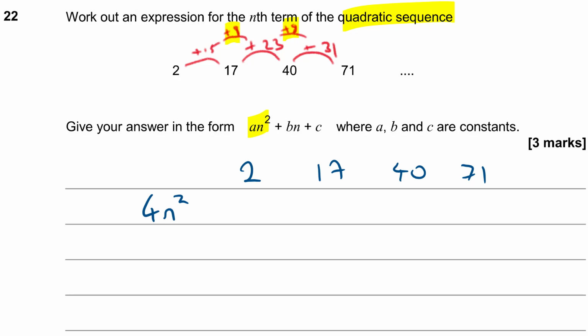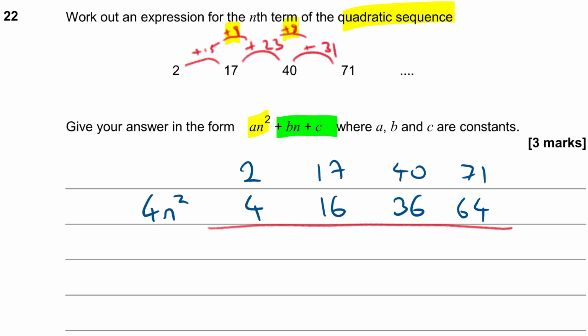And 4n squared, when n is 1, 1 squared is 1 times 4 is 4. When n is 2, 2 squared is 4 times 4 is 16. When n is 3, 3 squared is 9 times 4 is 36. And when n is 4, 4 squared is 16 times 4 is 64. Okay, so our original sequence, taking away 4n squared, will leave me a linear sequence, which I can then use to find the values of b and c. So we're going to take this away.